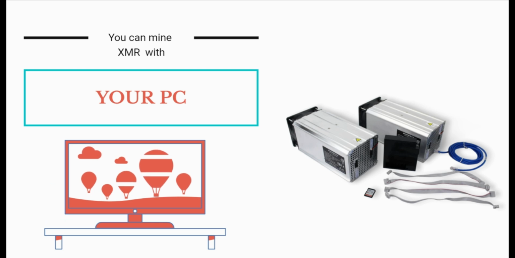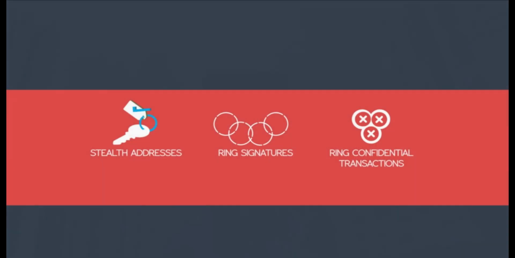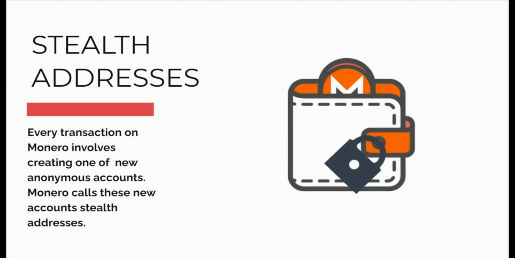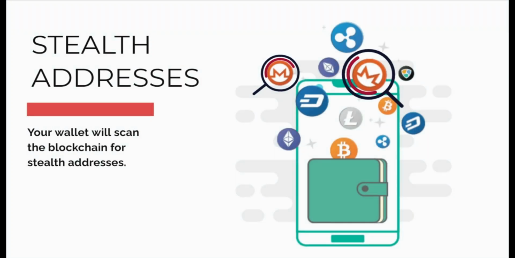Monero guarantees privacy and untraceability through a series of three technologies: stealth addresses, ring signatures, and ring confidential transactions. Stealth addresses. Every transaction on Monero involves creating one-time anonymous accounts. Monero calls these new accounts stealth addresses. Unlike Bitcoin, with Monero you don't receive funds at your public address. Instead, when someone sends you XMR, they place the funds in a new anonymous account and lock that account with a password only you can discover.